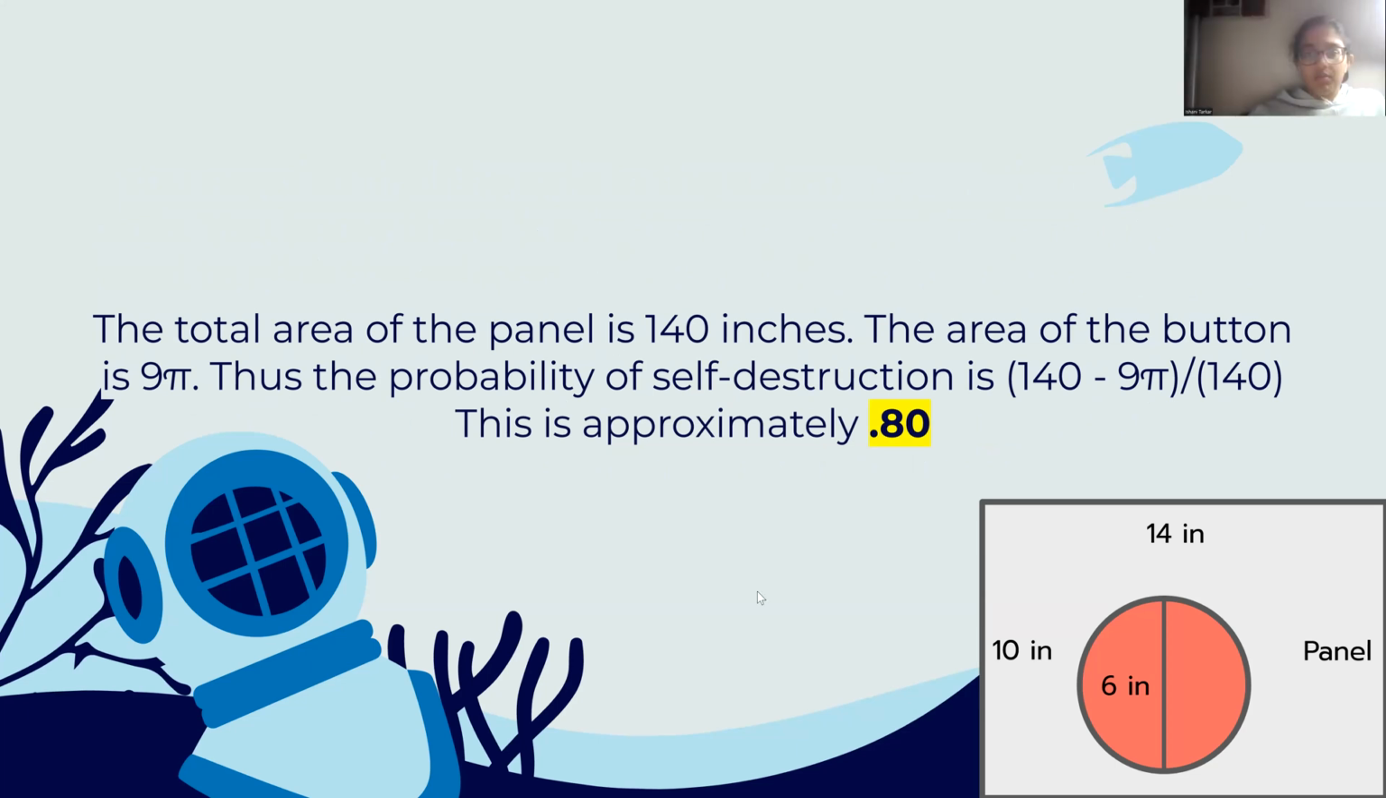Some of you mistook that 6 inches for meaning the radius. That is not the case. Otherwise, it would be a much lower value for the probability. Also, I think some of you didn't do the math correctly. You did the area of the button divided by the area of the total rather than the area of the gray area. So make sure you're checking your work.